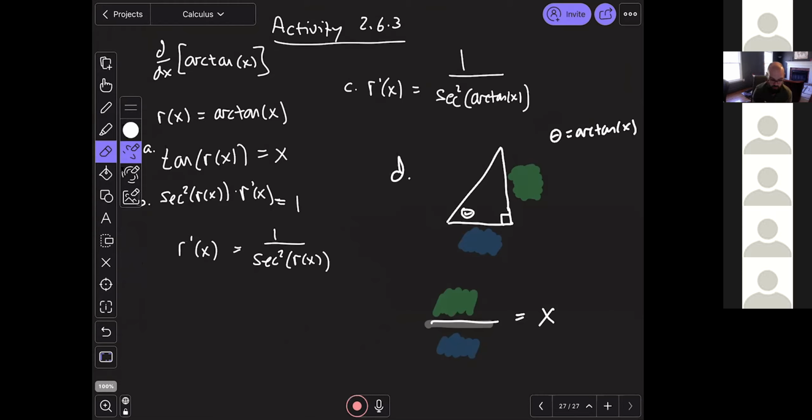So if you had to pick values for the green and the blue so that when you do that division you get x, what would be the easiest thing to do? Any ideas?